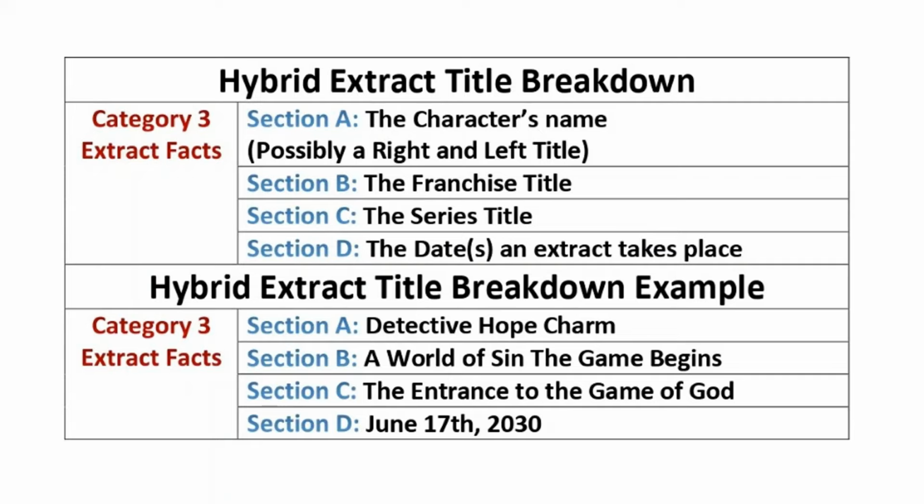Due to this, an author will write a secondary extract perspective, which is also called Category 3, Extract Facts. A secondary extract perspective is broken up into 4 sections from A to D. Section A is for a character's name and possibly a title to the left or right side of their name. Section B is the franchise title. Section C is the series title. And finally, Section D is for the date an extract takes place on.